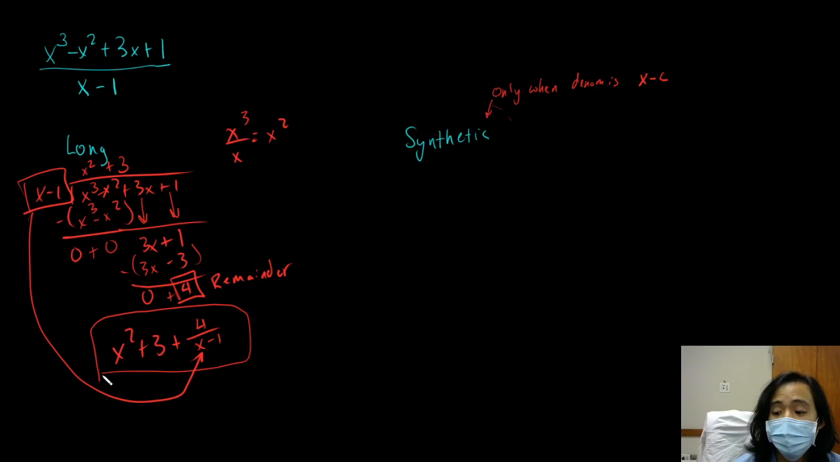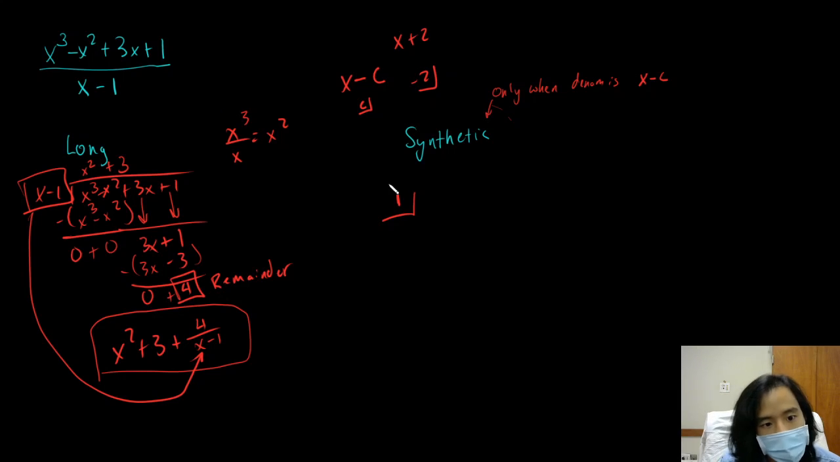So I'm going to do the same problem here, but using synthetic division. So remember, we're going to make a little timeout box. So here is what we put in the timeout box. If you have x minus c, you're going to put c in the timeout box. So for example, if we have x plus 2, you're putting negative 2 in the timeout box. If we have x minus 1 in this case, we're going to put 1 in the timeout box.